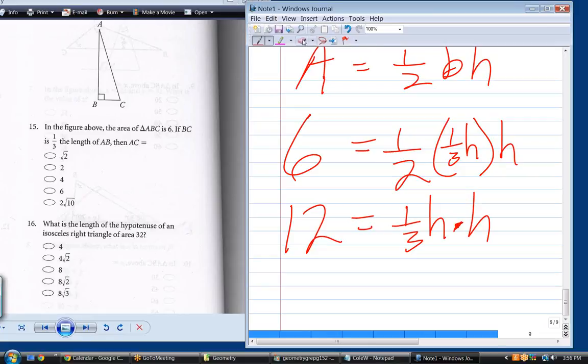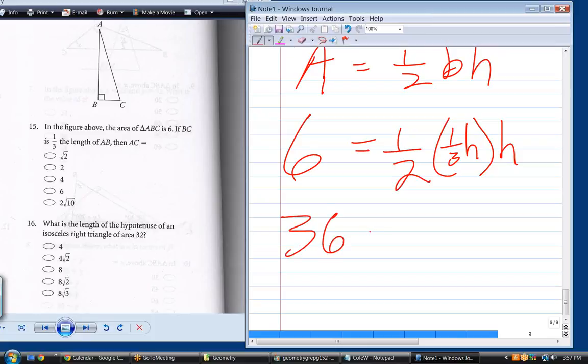Well, I could have, instead of multiplying by 2 and then multiplying by 3, multiplied by a common denominator so that in one step we get rid of the 2 and the 3. I'm going to multiply both sides by 6. Both these fractions disappear, and I get h squared. H times h is h squared. Now what? Square root both sides. So h is 6.